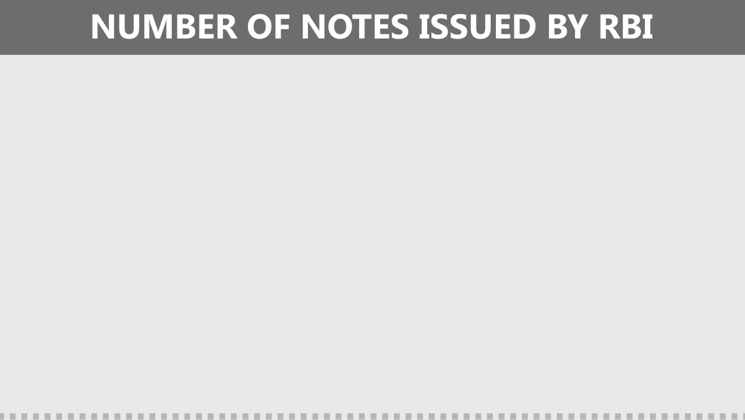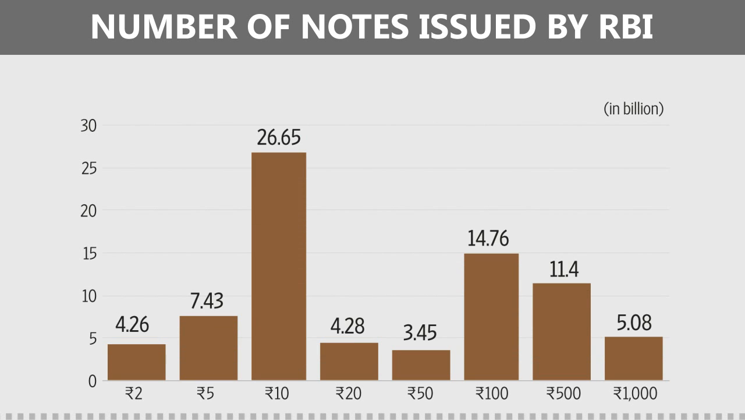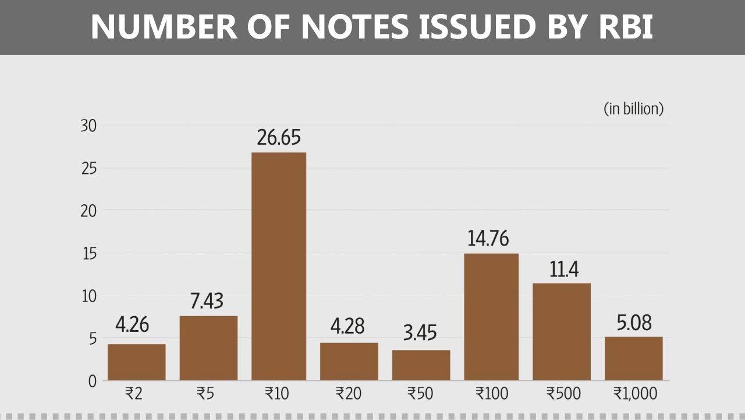Number of notes issued by RBI. In 2013 to 14, the RBI issued the most rupees 10 notes, followed by rupees 100 notes, rupees 500 notes and rupees 5 notes. The number of notes printed by the RBI is a rough estimation of the demand for each denomination. However, some denominations are more popular and are used much more often than others.